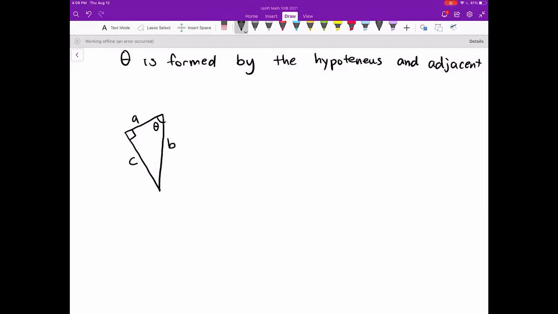So this one is for you guys to try out. Just correspond each of A, B, C to one of the sides of a triangle, whether it's the hypotenuse, adjacent, or opposite.